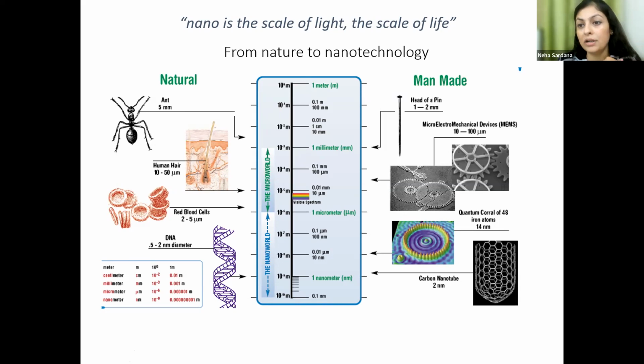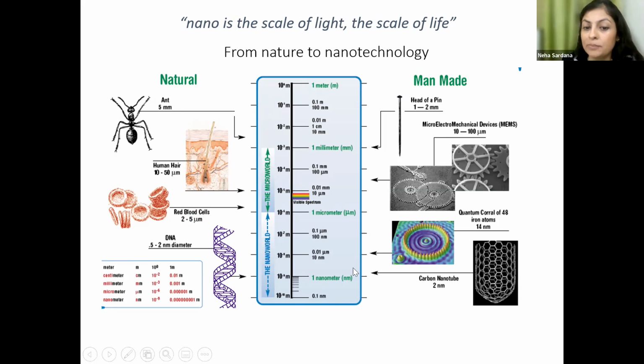And similarly, our body is full of billions and billions and trillions of red blood cells because they're much smaller in size, that is 2 to 5 microns. So as the size reduces, you can fit in more and more things in the same space. That is why he said there is plenty of room at the bottom.